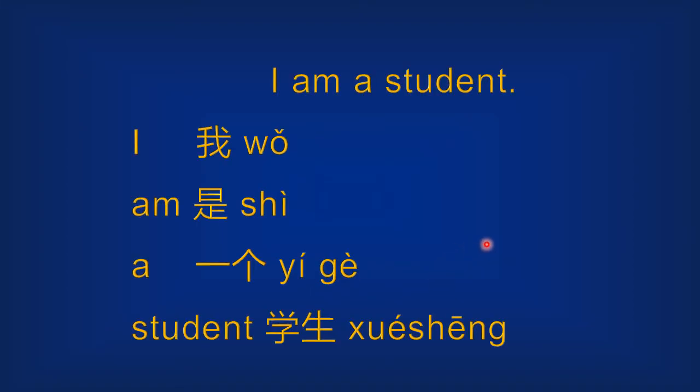Here is another example. I'm a student. 我 third tone. 是 fourth tone. 一个 second tone. Fourth tone. 学生 second tone. First tone. 我是一个学生.